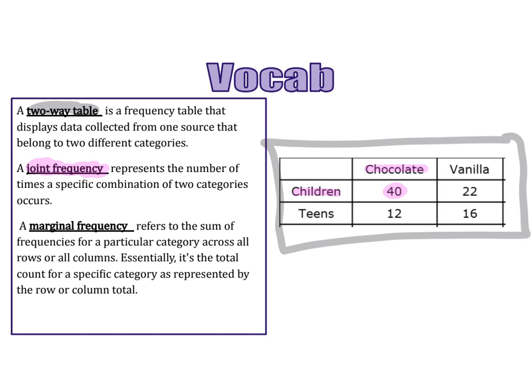The marginal frequency refers to the sum of the frequencies for a particular category across all rows or columns. So in this particular table, we would have to add these two numbers to get the marginal number of people that chose chocolate, or the marginal number that were children if we added across. I like the word marginal because it makes me think in the margins, or the combined total of the data for a specific row or column.